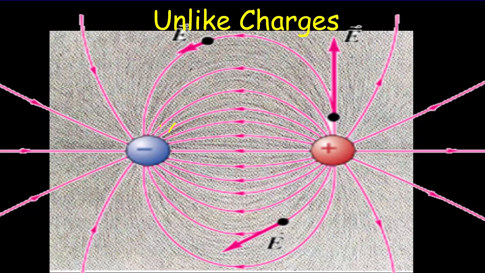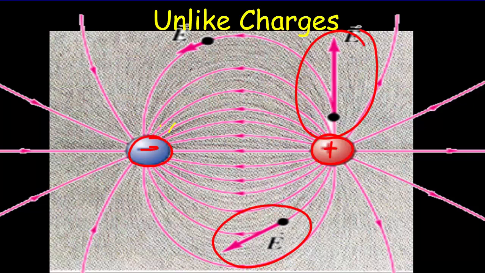If I consider this one over here on the right to be the positive charge, and this one over here on the left to be the negative charge, then we can talk about the electric field at any individual point, such as these. The direction of the electric field will always be tangential to the field lines.